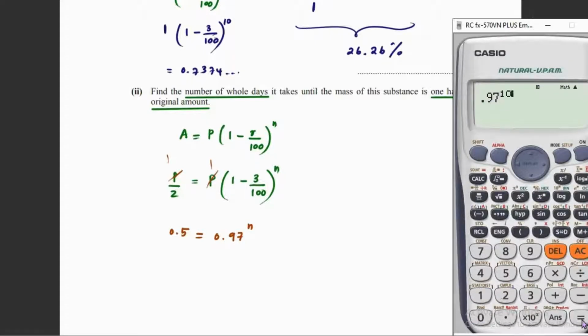So let's say the power is 10. I get 0.73. It has not reached half. Let's consider the power as 20. So we get 0.54. Even now, it has not reached half, because this is the amount that it's left with. Then I'm going to make it 21. So 0.97 to the power 21 is 0.527, still not. Then I'm going to make the power 22.